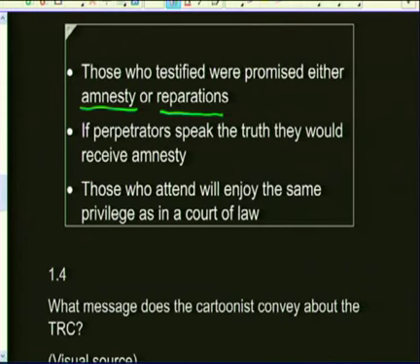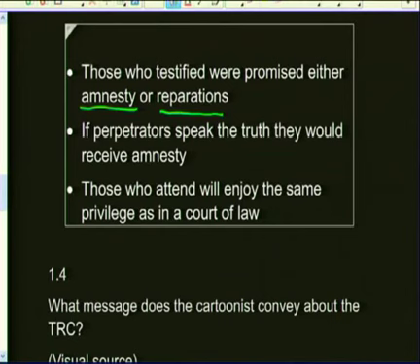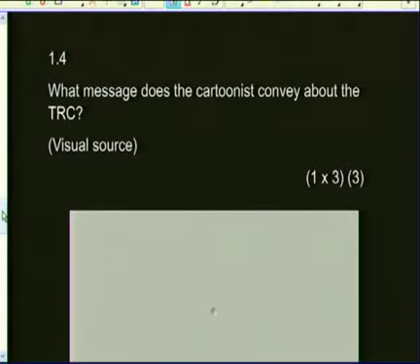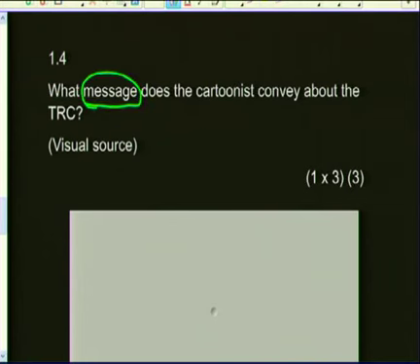So make sure that your answer covers both the victims and the perpetrators. If perpetrators speak the truth, they would receive amnesty. Those who attend will enjoy the same privilege as in a court of law. And then the next question is, what message does the cartoonist convey about the TRC? Now remember I told you that everything in the cartoon is there for a reason. So I'm going to underline the word message there. That means, what is the cartoonist trying to tell us about the TRC?